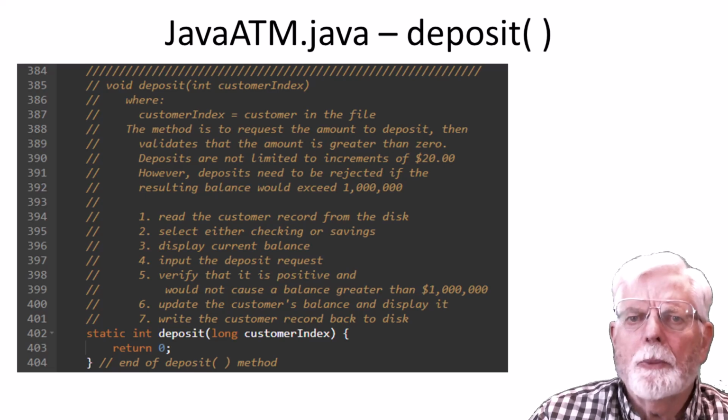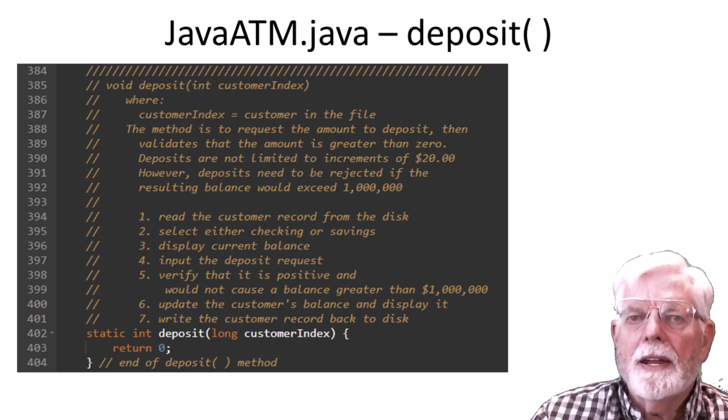1. Read the customer record from the disk. 2. Select either checking or savings. 3. Display current balance. 4. Input the deposit request. 5. Verify that it is positive and would not cause a balance greater than $1 million. 6. Update the customer balance and display it. 7. Write the customer record back to disk.